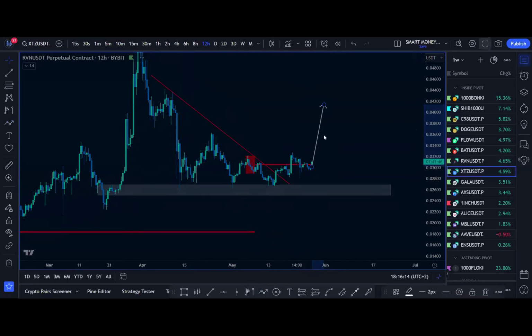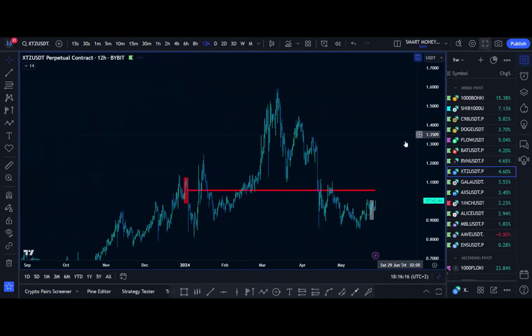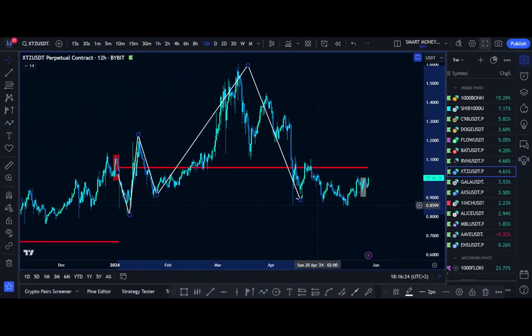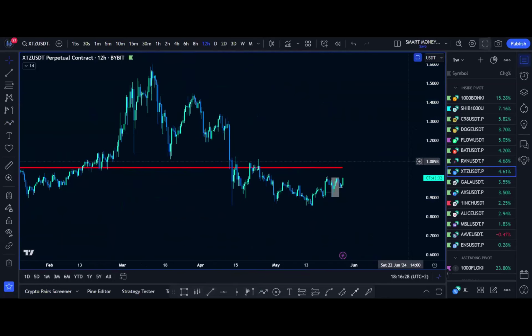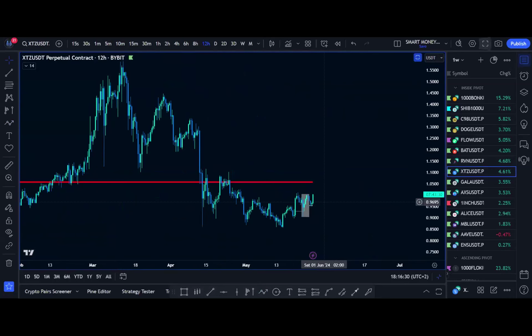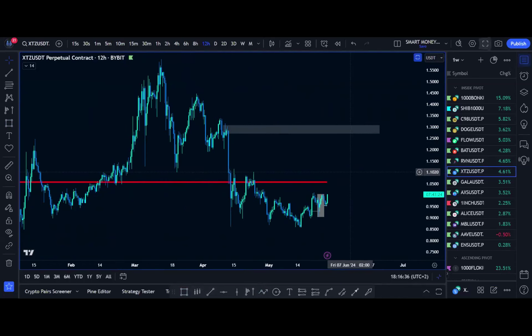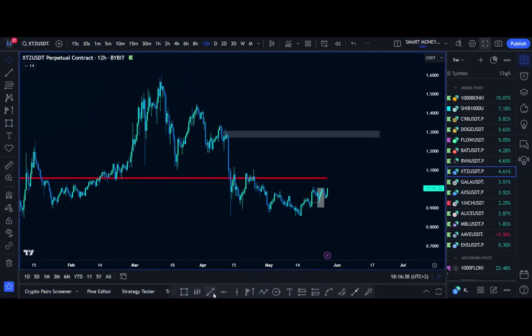But we're looking for more symmetry like this. You can see this is what we're looking for. We're looking for nice symmetry. Look: below, above, below, above, below, above. This is nice symmetry, so this would be a nice asset to look for. And if we look at this asset now, we can see we've got this unmitigated supply zone over here. It's unmitigated, guys. It hasn't been touched. And how did it form? It formed at an apex.